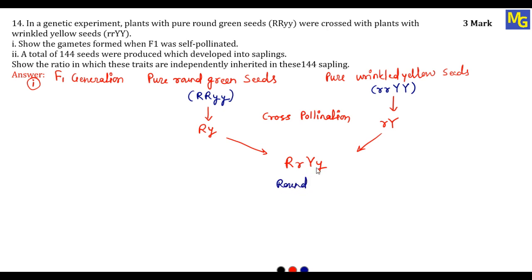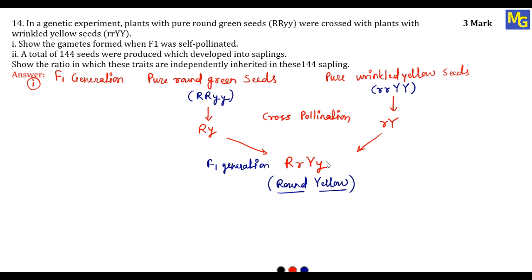If you see the color, there is a capital Y, and capital Y is denoting yellow. So that is yellow color. So whatever seeds we are going to get by this F1 generation saplings, F1 generation seeds, all will be round and yellow color. This we have to remember. Now, question 1 is finished. Now, what are we going to do?